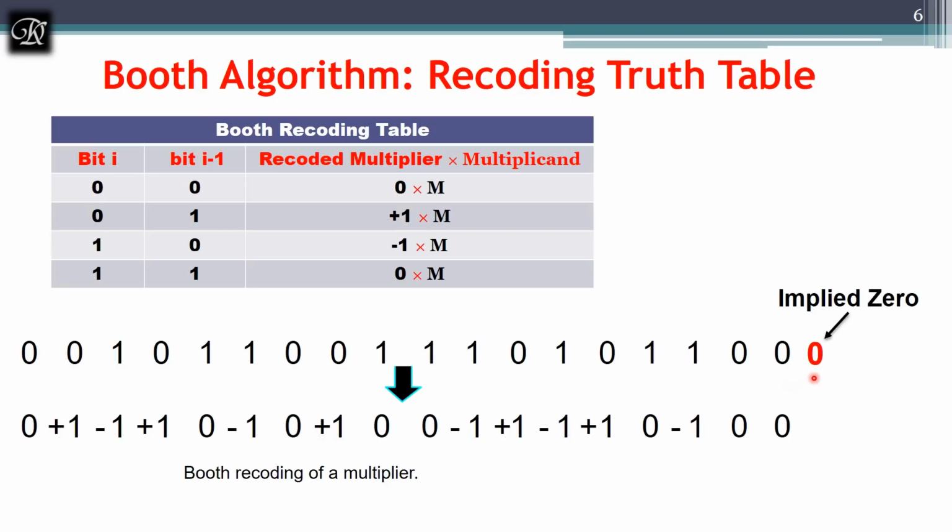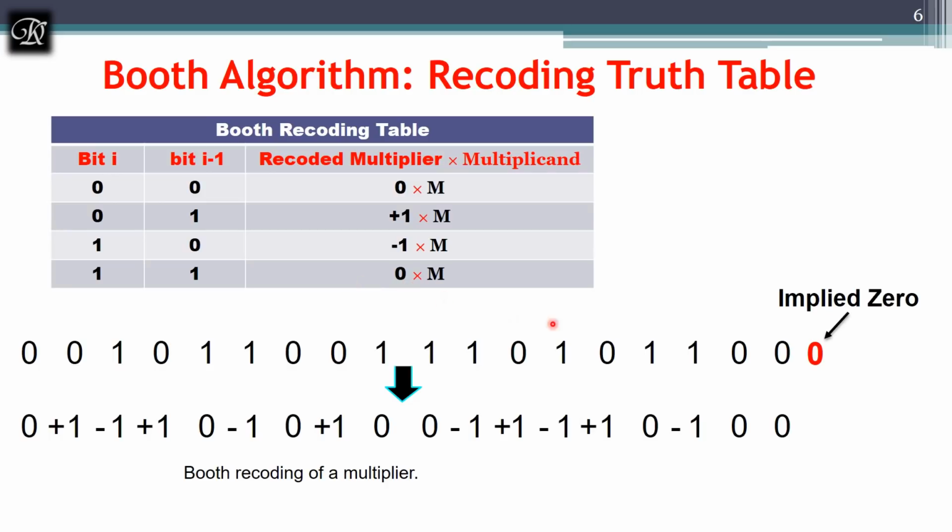So what we are going to do here is assume there is an implied 0 and find a combination based on the truth table. If the previous bit is 0 and the next bit is 0, then the answer is 0. Next, if the previous bit is 0 and the next bit is 0, yes, it is 0. Previous bit is 0 and next bit is 1, minus 1. You can check out 0 to 1, it is minus 1. Previous bit is 1, next bit is 1, then it is 0.